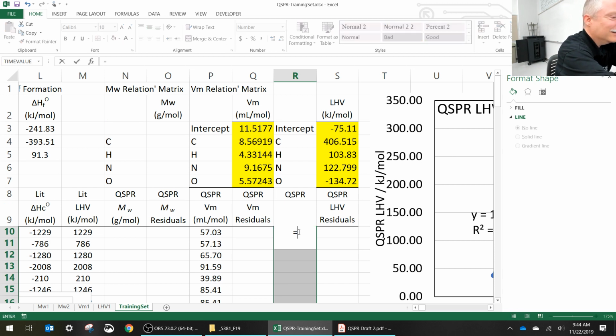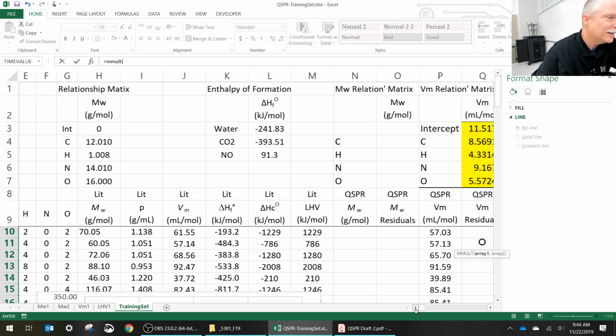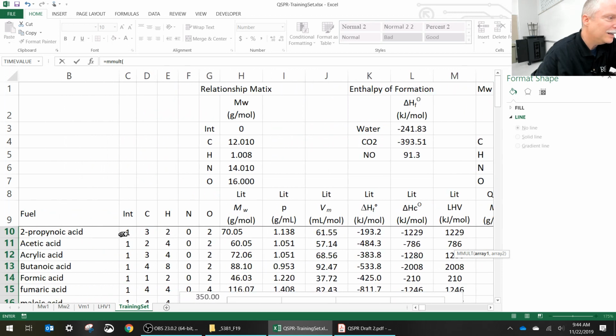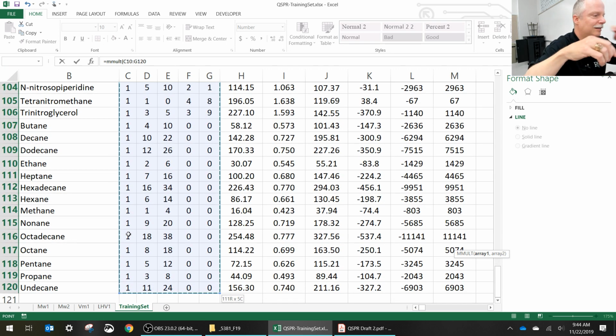Okay, equals mult, open, and then go get my carbon, hydrogen. I've got to get the intercept column too, though. So I'm going to come over here and get the ones. And I'm holding shift down, right arrow, shift down, and then control shift down.